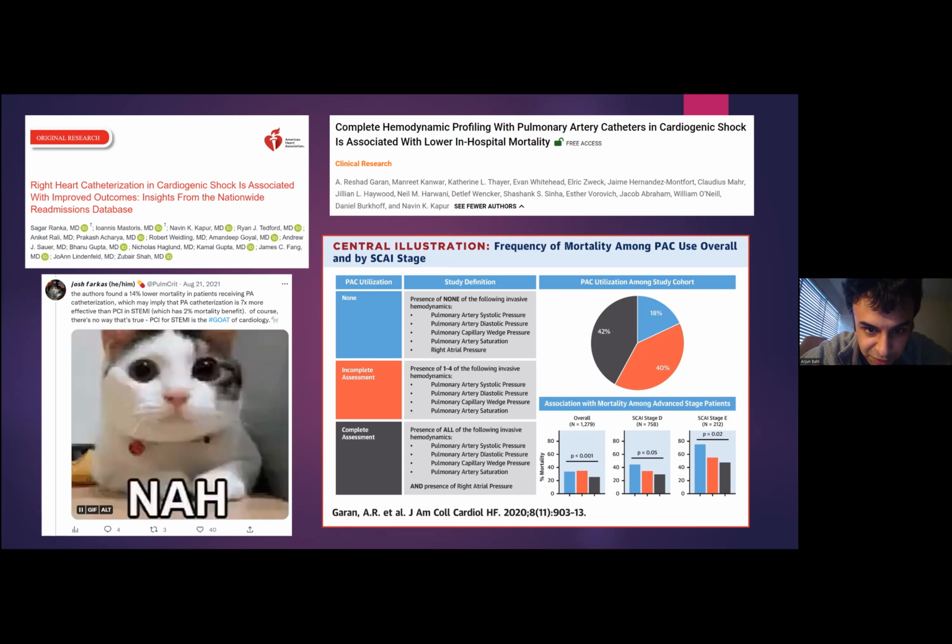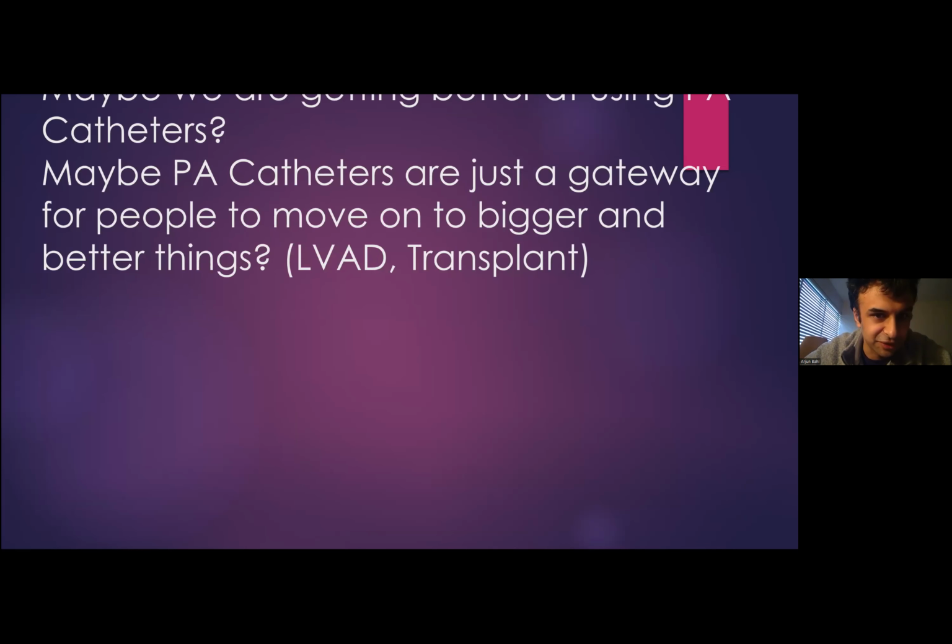This article, for example, reports some 14% mortality benefit if you use a PA catheter, which would be like 7 times the benefit of PCI. So there are some weird things, but anyway, I think everybody still uses it. That was a random tangent. And maybe PA catheters are showing an improvement because they're a gateway to mechanical circulatory support, because you pretty much require that if you're going to use these advanced therapies.